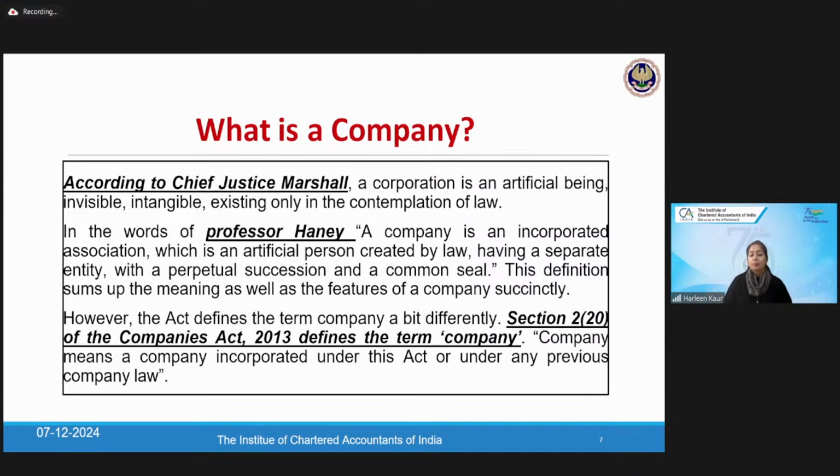Now, what is a company? According to Chief Justice Marshall, a corporation, company means a corporate kind of structure. It is invisible, artificial, intangible, existing only in the contemplation of law. Please write down the meaning of contemplation: existing only in the eyes of law. कानून की नजरों में कंपनी एग्जिस्ट करती है. एक्चुअली में कोई फिजिकल ह्यूमन बॉडी नहीं है कंपनी, बट यस इट डज एग्जिस्ट एज एन इंडिविजुअल इन द आईज ऑफ लॉ.